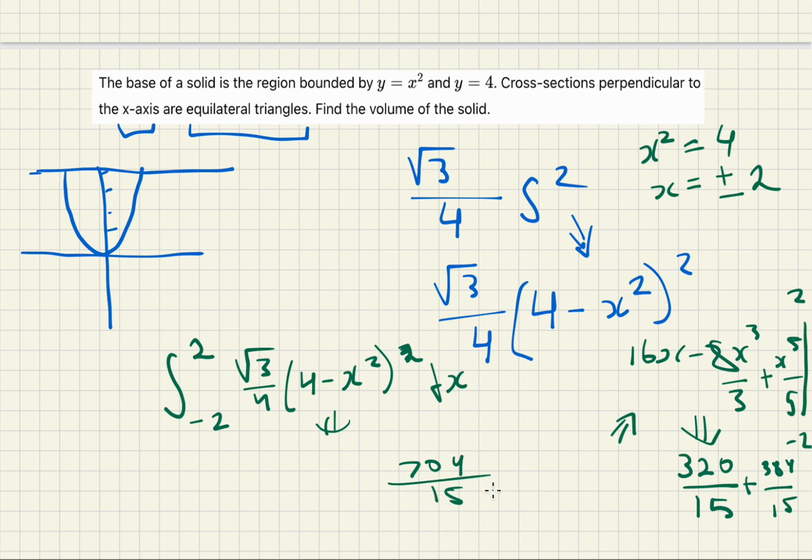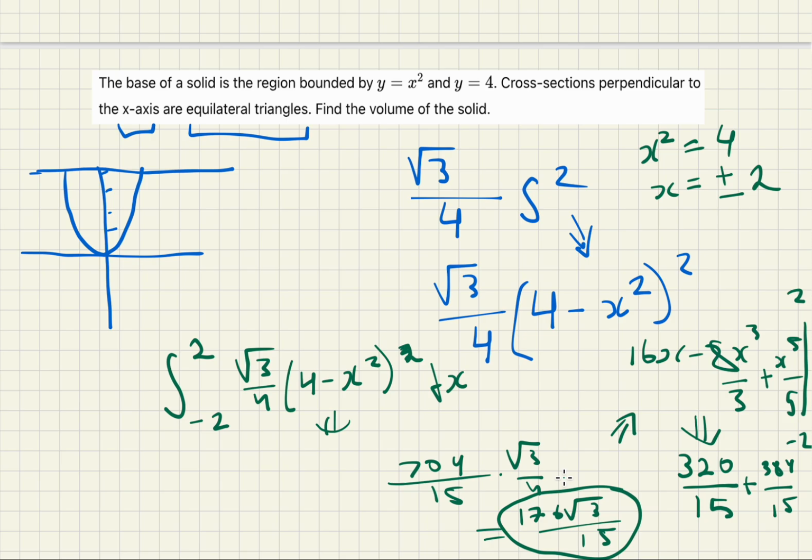And keep in mind we have not yet multiplied the square root of 3 over 4. And so when we do that, we get 176 square root of 3 over 15. And so this is our final volume. This is the volume of the solid with cross sections perpendicular to the x-axis that are equilateral triangles.